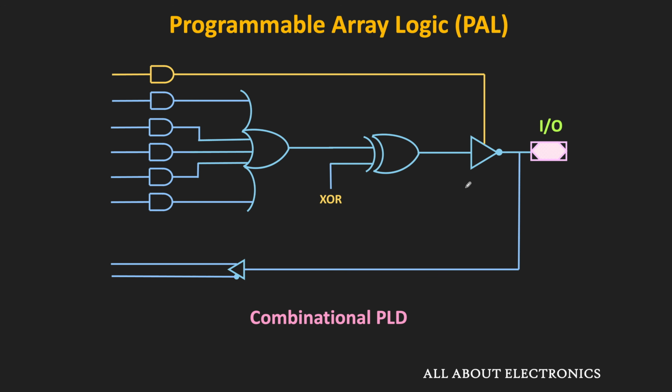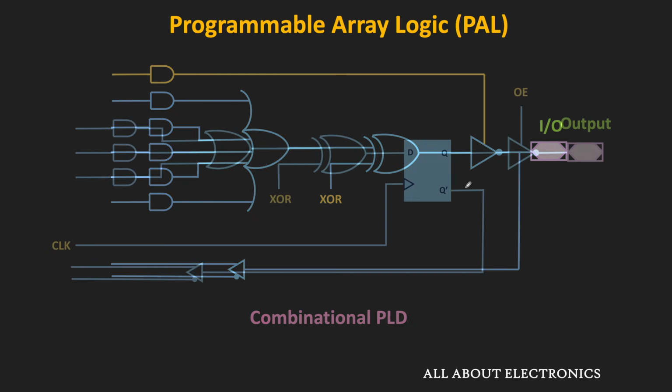And using that, we can only implement the combinational circuit, meaning that those devices did not have any memory element. But in real world applications, we also need sequential circuits. So typically in the PAL ICs, some of the outputs are the registered outputs.